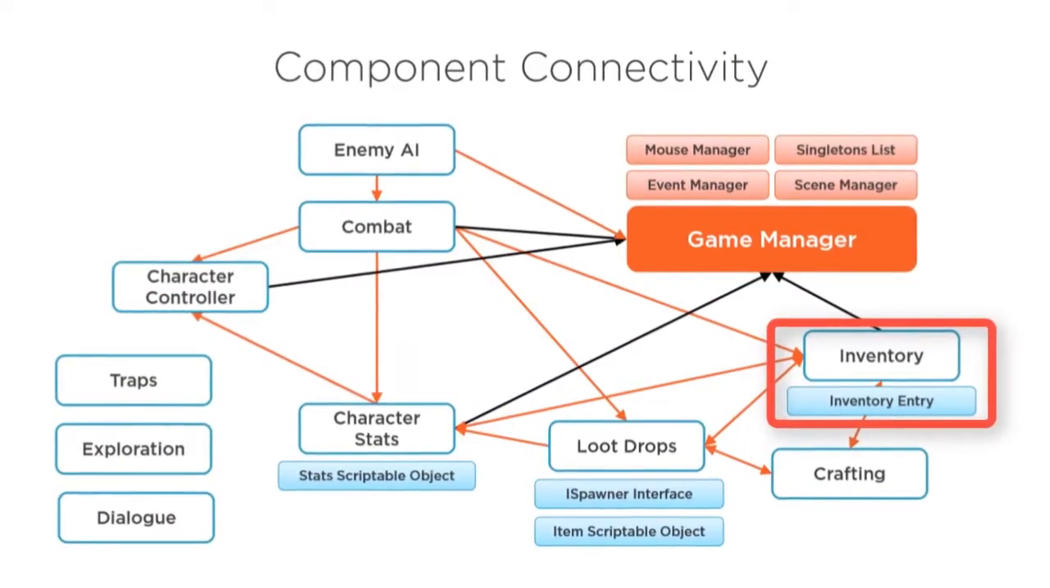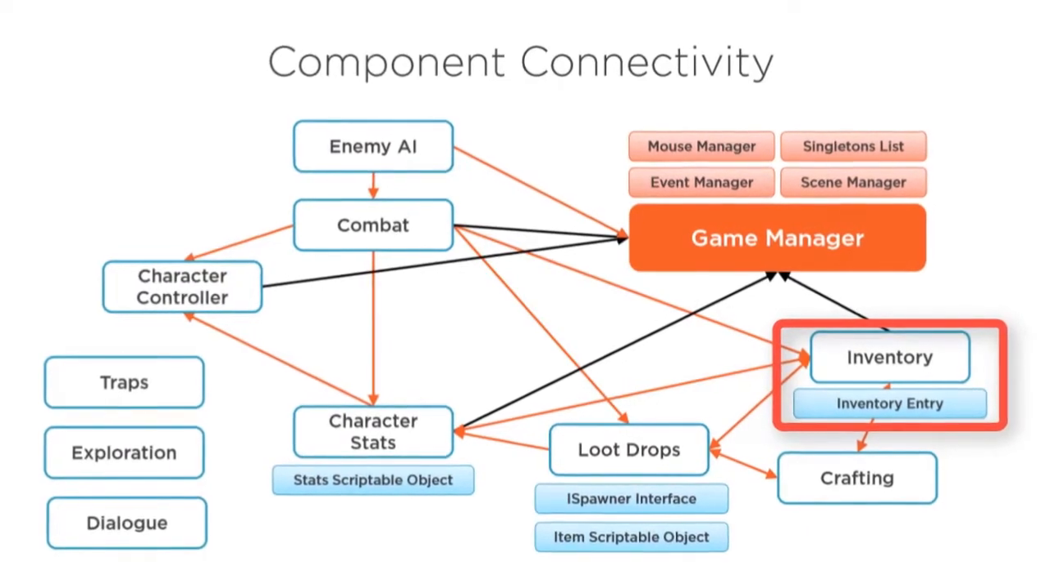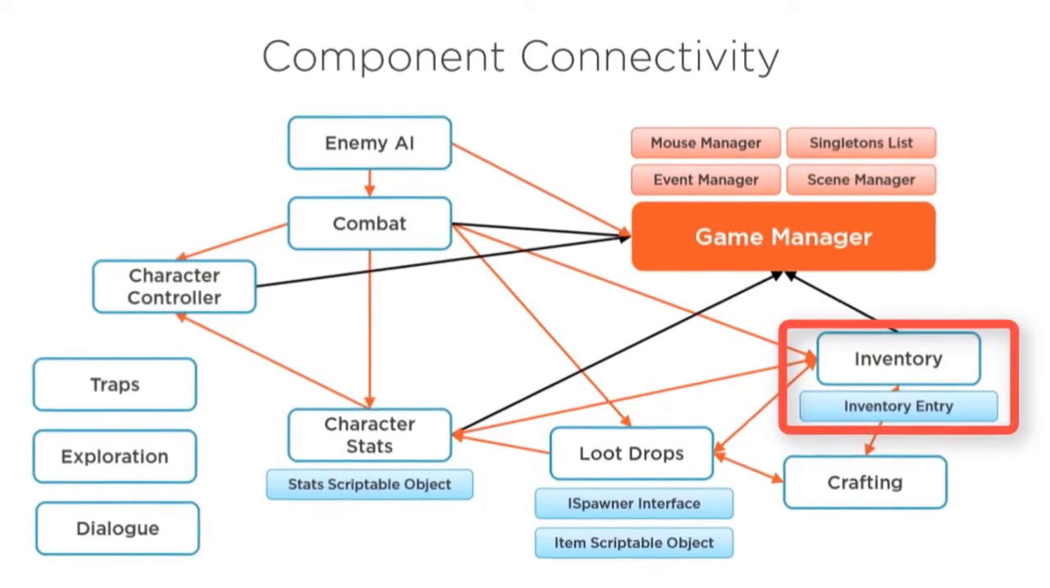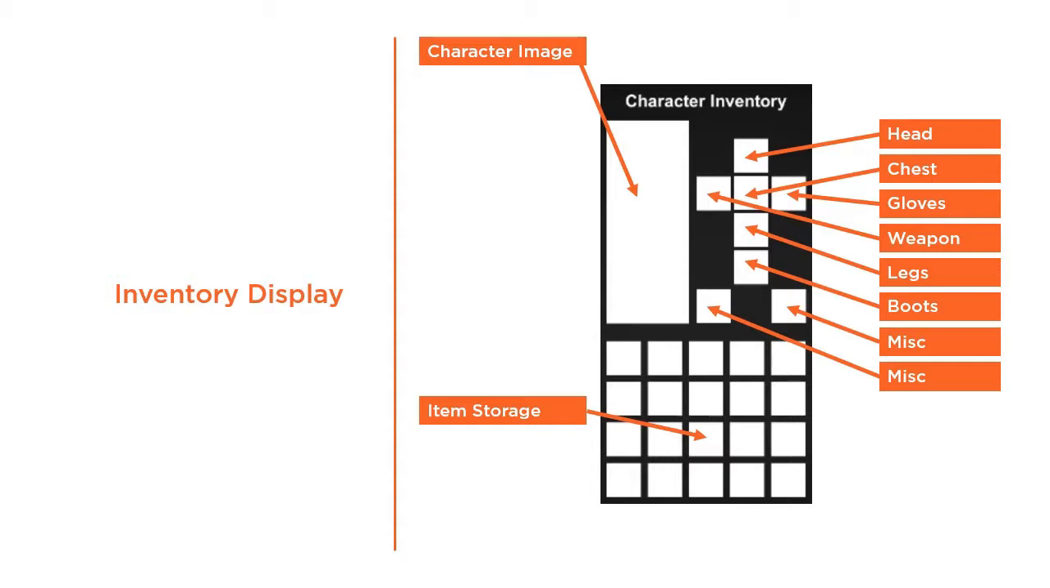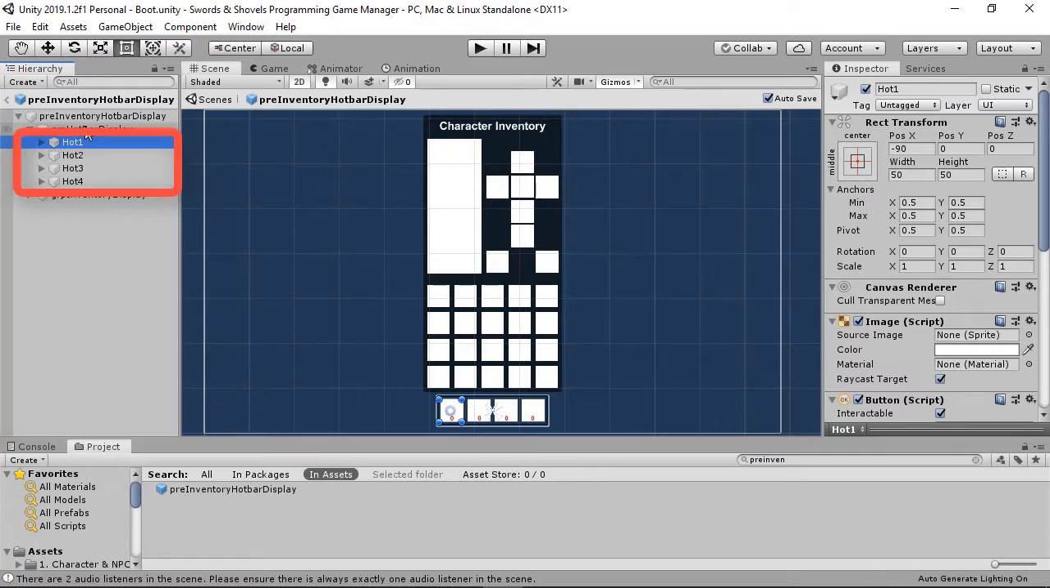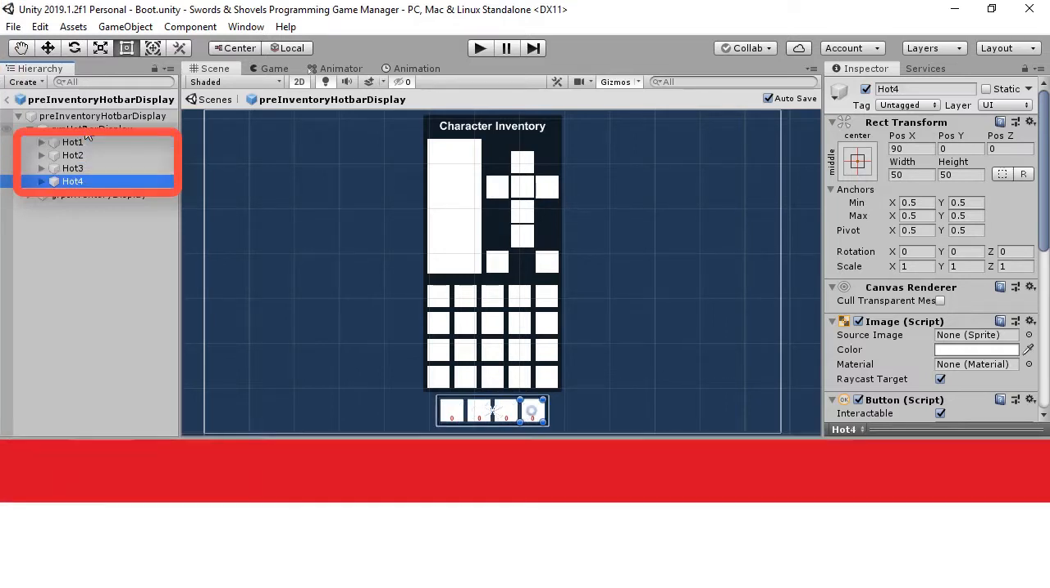This course will continue the programming path of the Swords and Shovels game, creating a character inventory system. Once we show the overview of our system, we'll dive a bit into the UI component, as well as the code that makes it all work. Using a dictionary collection, we'll store items inside of our inventory.